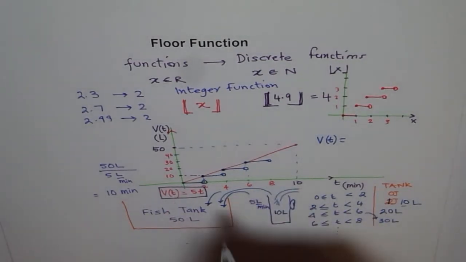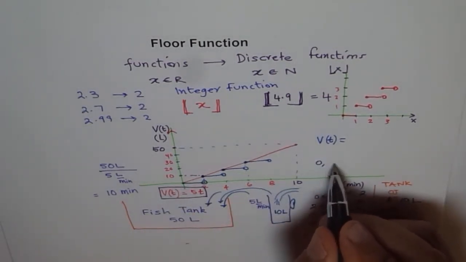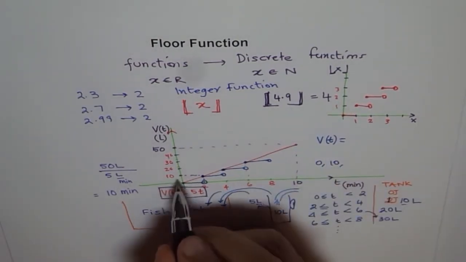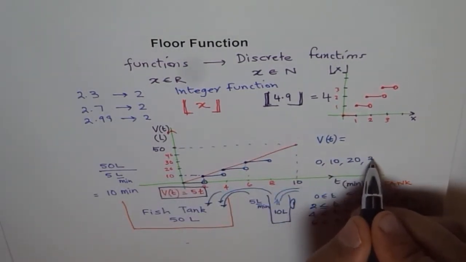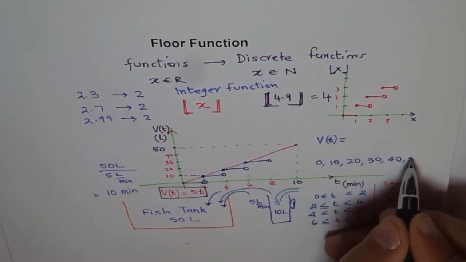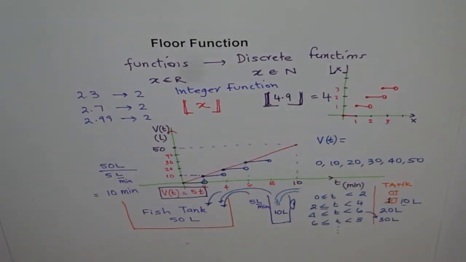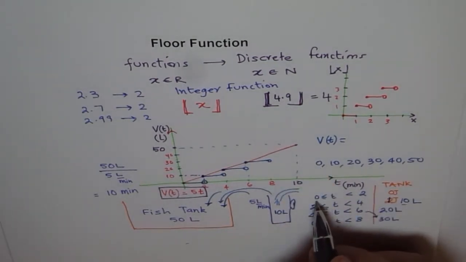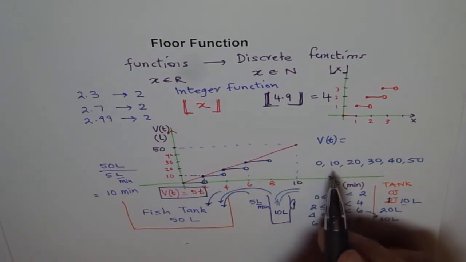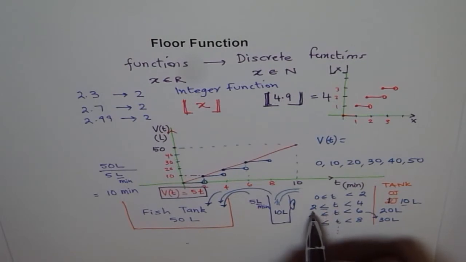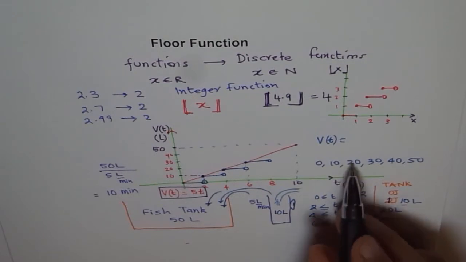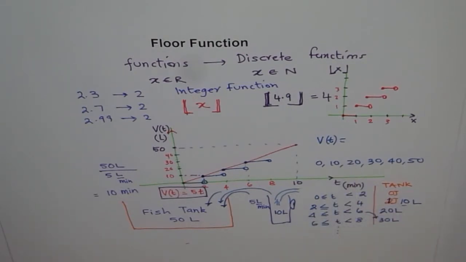So the answer you know is what? My volume is 0 and then it is 10 and then it is 20, then 30, then 40 and then 50, right? Now how do I relate this with time? And we also know it is 0 when the time is less than 2 but more than 0, and it is 10 when the time is greater than or equal to 2 and less than 4. But how do I write it as a function? That is a huge problem.